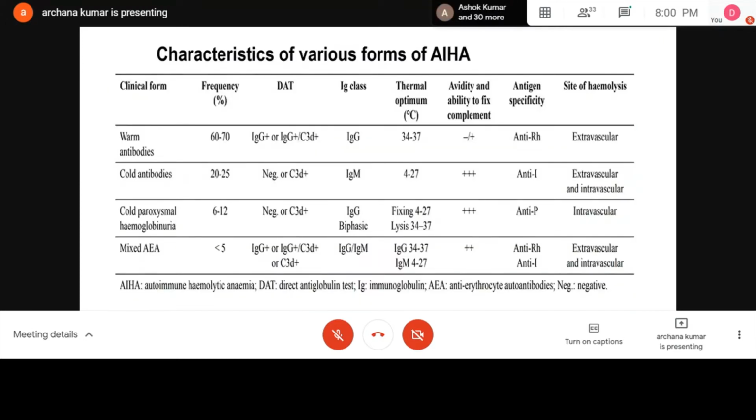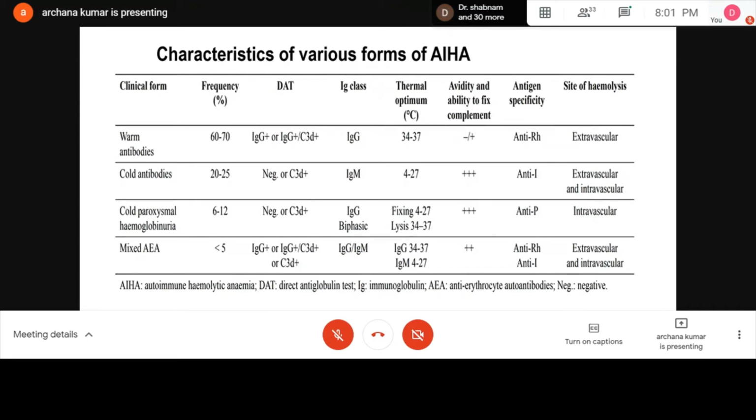So let us see what are the characteristics of the typical various forms of autoimmune hemolytic anemia. First, warm antibodies. These are the most common autoimmune hemolytic anemias, about 60 to 70%. Classically, when we do the direct antiglobulin test, it will be either IgG positive or IgG plus complement C3 positive. The antibody class is IgG, and they are optimally active at 34 to 37 degrees. They have an ability to fix complement, which is very little.